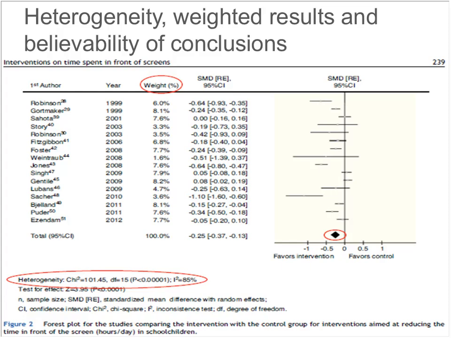The weight column, which is the third column, tells us how much weight each individual study contributed to the placement of that diamond. And we can see here that they're relatively similar weights assigned to these studies, with the exception of Weintraub, which has only a weight of 1.6%. So in other words, that study really contributed very little influence on where this diamond ended up being allocated.